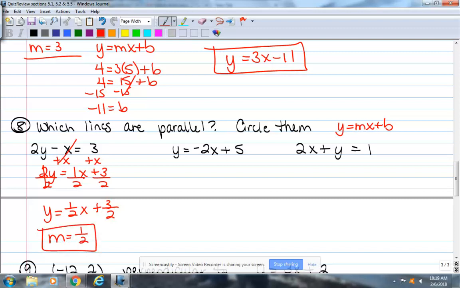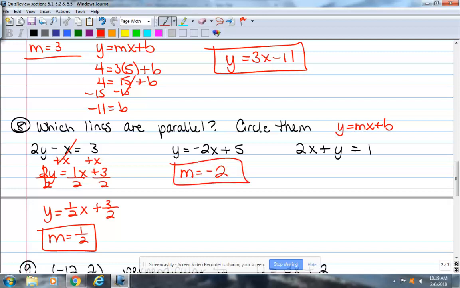Okay. Is the second line in slope-intercept form? Yes. What's its slope then? -2. Are the first two parallel to each other? In fact, what are they? Perpendicular. They are perpendicular. Did it ask for perpendicular? No, so I really don't care. Okay? Because we're just asking if they're parallel.